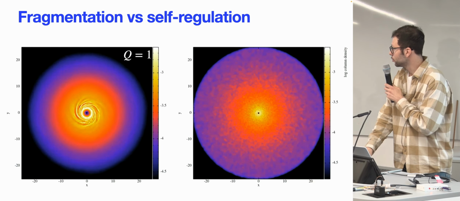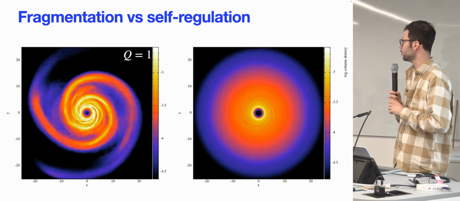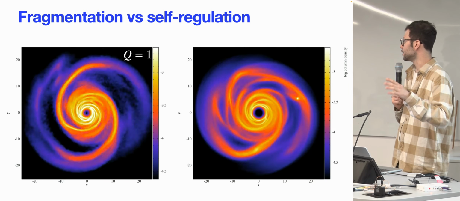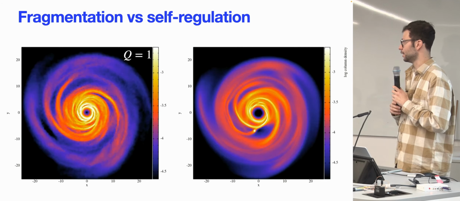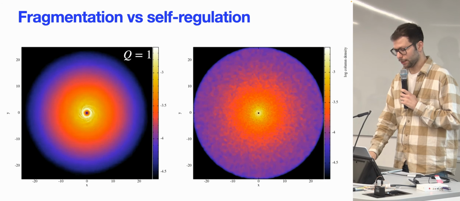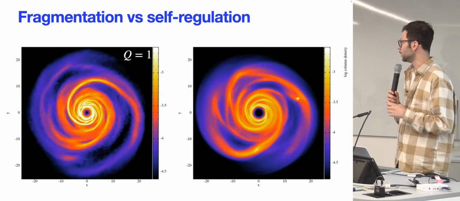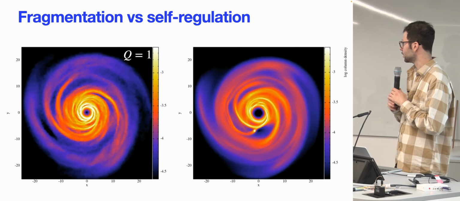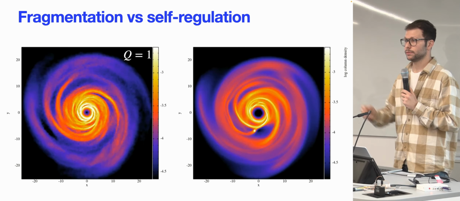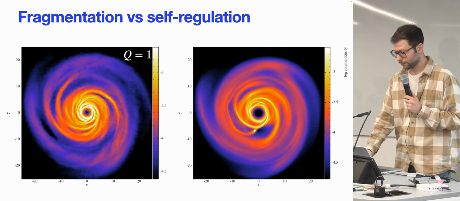And here I'm just showing you two simulations. On the left, we have the self-regulated state, while on the right, we have the fragmenting state. So I can play it again. You can see that in the self-regulated case, the amplitude of the spiral is constant, while in the fragmenting case, we form this gravitationally bounded object.